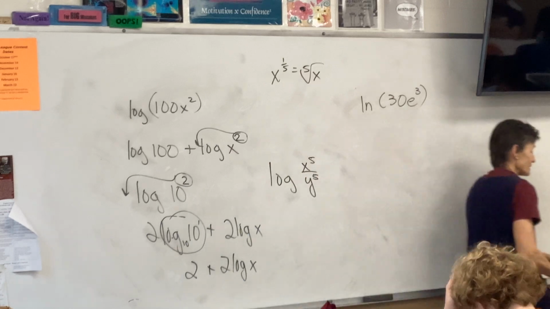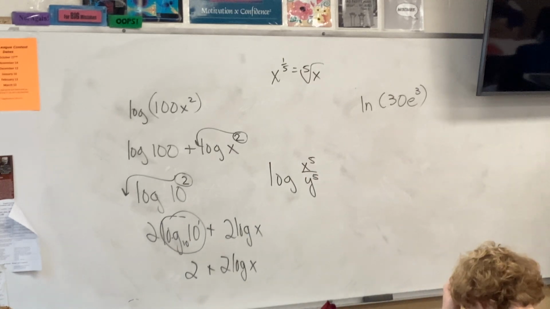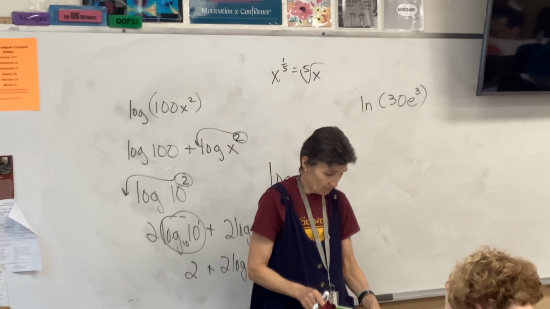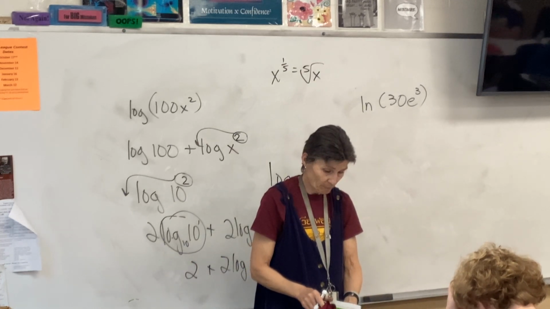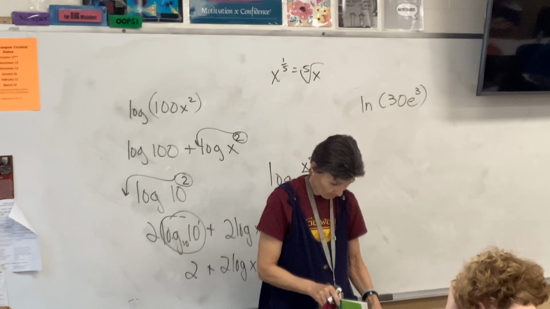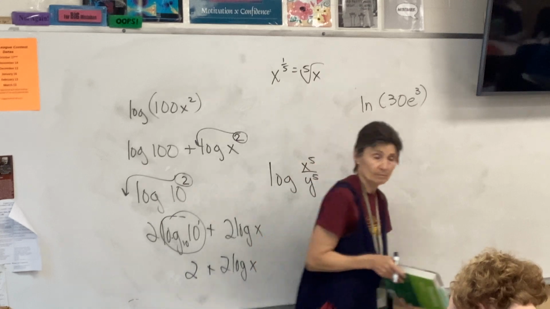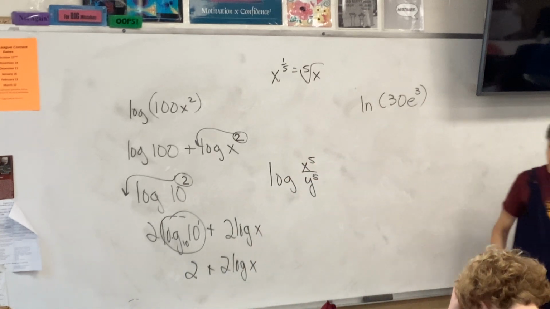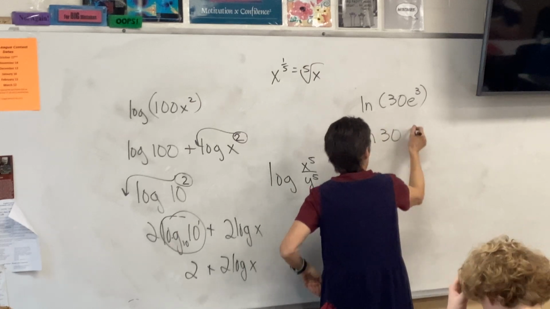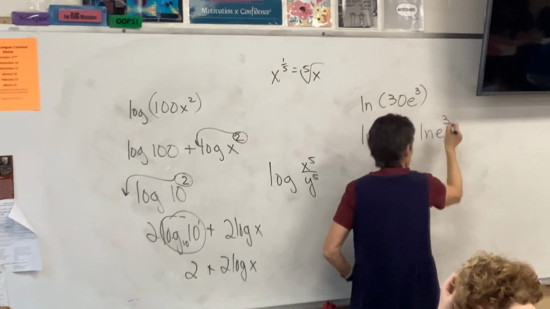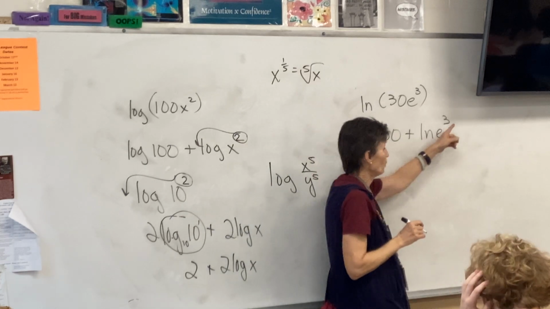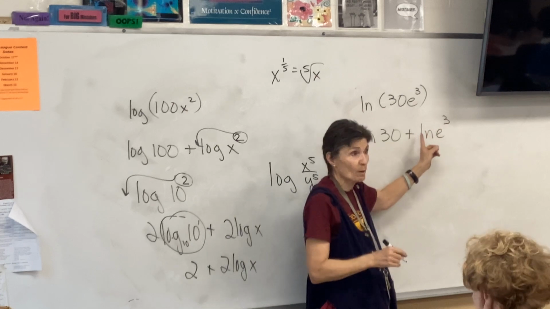Okay, so who has an idea? No idea. Could you split it apart into anything? 30 plus 3. So Gabe says ln 30 plus ln e cubed, that was his first step. And he said, I'm going to pull this 3 off, because it's an exponent.